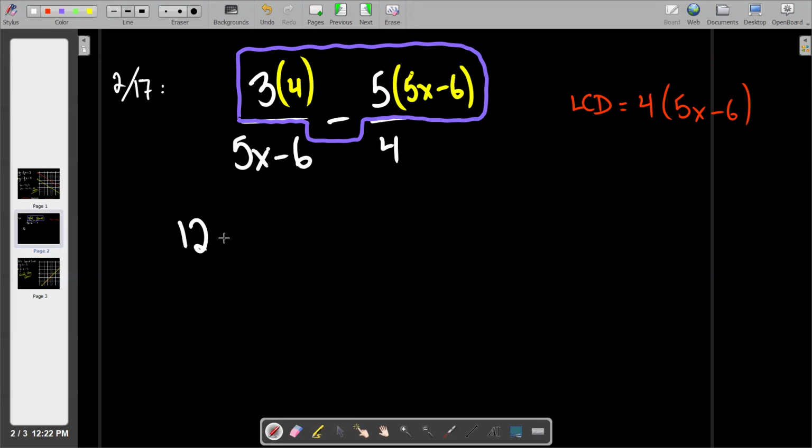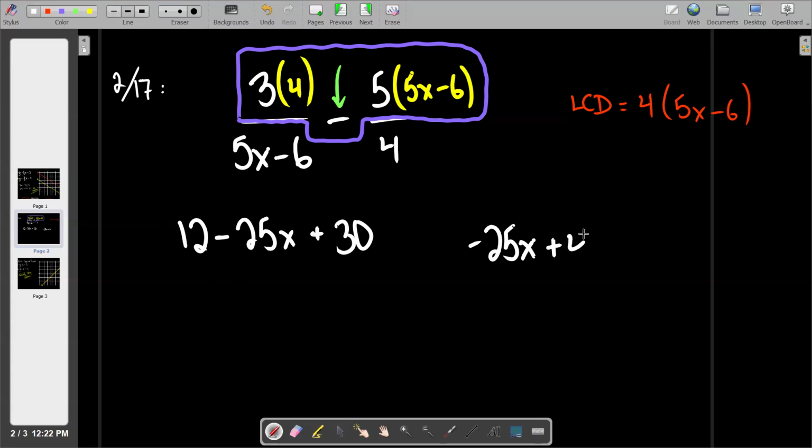We have 12 minus 25x plus 30. And watch out, this minus sign right here with the green arrow pointing to it will reach out and bite you because it's a distributor. And so it's going to affect all the stuff after it. It's like a -5, not a 5. And so let's clean that up a little bit. So we get negative 25x plus 42 all over 4 times 5x minus 6.